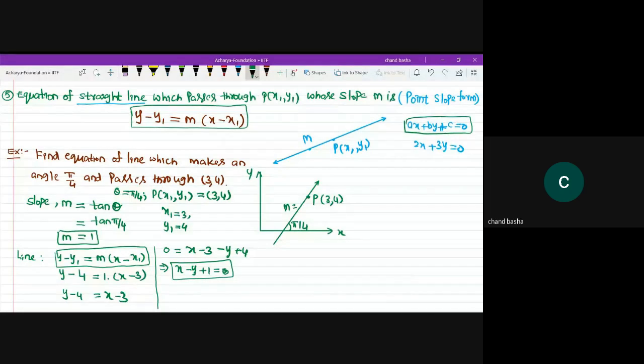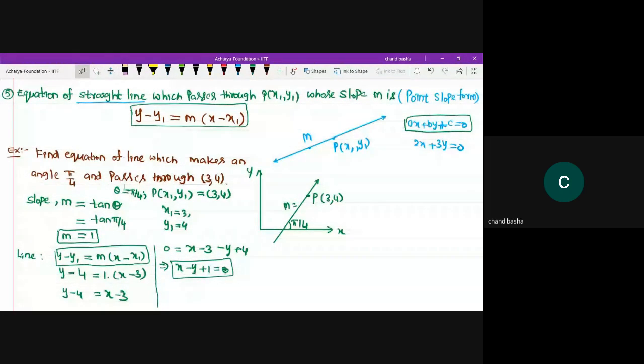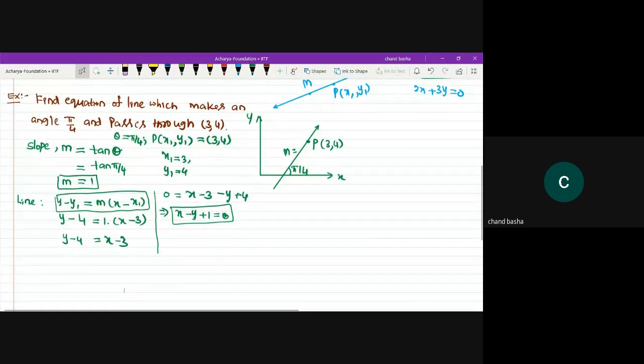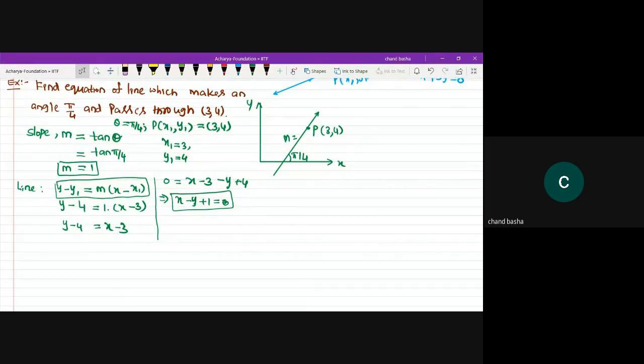Moreover, we are in coordinate geometry, but with the help of trigonometry only. Without trigonometry, we don't have mathematics as well as physics. Can I go for the next problem? Second question.